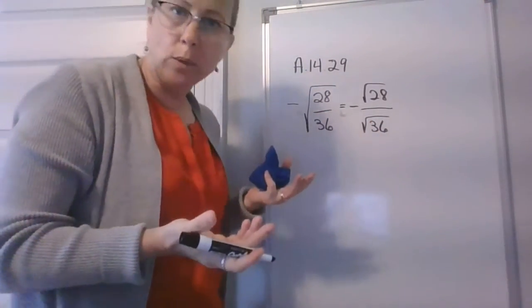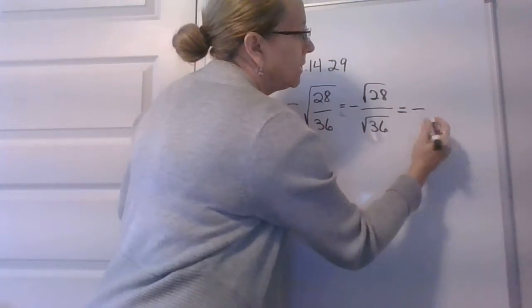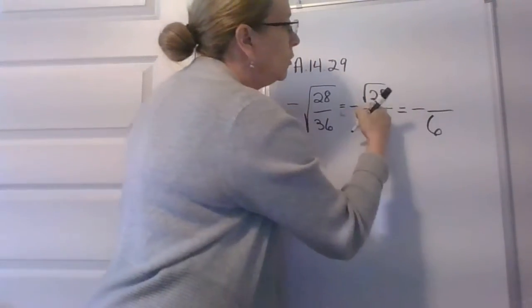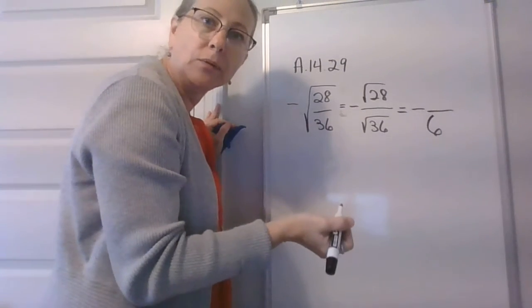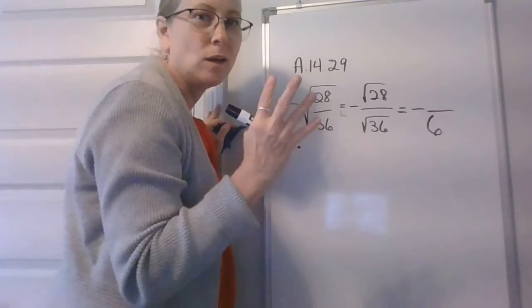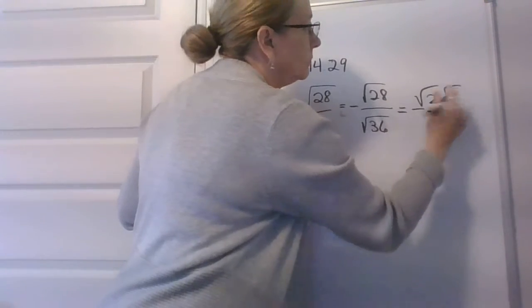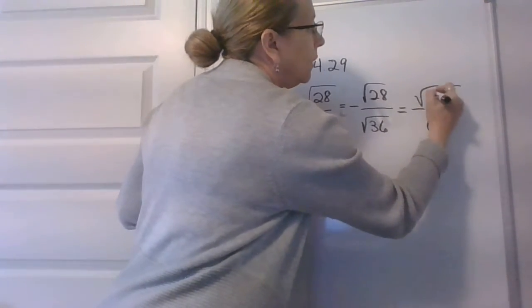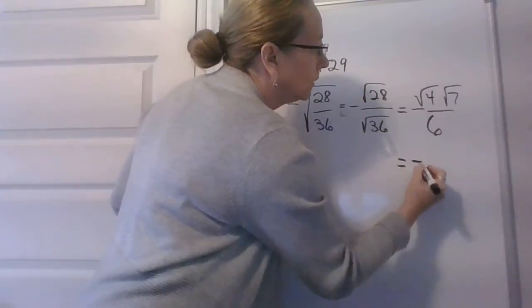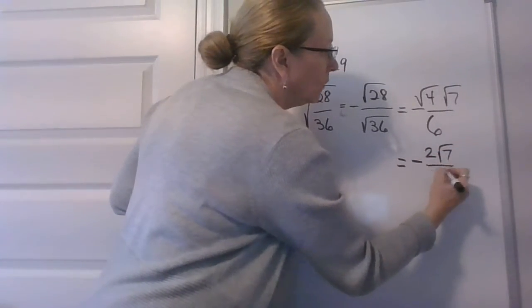Then, if one's a perfect square, go ahead and take that perfect square. Notice I just keep transferring the negative over. But in the numerator, the square root of 28 can be simplified. What perfect square goes into it? 4. So the square root of 4 times the square root of 7. Well, my final answer, or close to my final answer, will be 2 root 7 over 6.